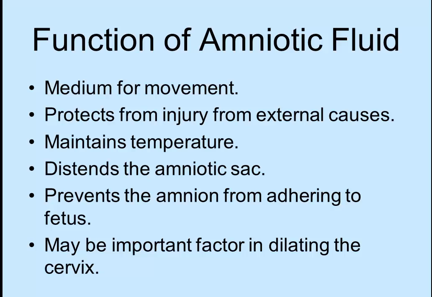Now, having too much amniotic fluid will overdistend the amniotic sac. If we have the right amount, that 500 to 1,000 mLs of amniotic fluid, it distends the amniotic sac, giving us room for our fetus to grow. It prevents the amnion from adhering to the fetus. So if we didn't have a lot of amniotic fluid in there, that amniotic sac might adhere to our fetal parts.